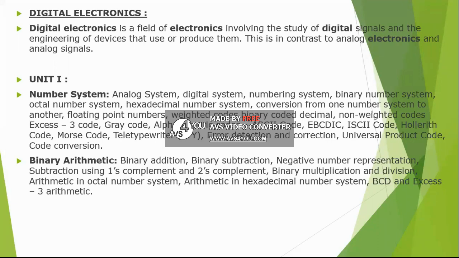ASCII stands for American Standard Code for Information Interchange. Then we have extended binary coded decimal code. Then we have other error detection and correction methods. It involves CRC encoding and all these things. Then we have universal product code and code conversion. So basically in unit 1 chapter 1 we'll be learning about number systems and their conversion with proper steps and proper guidance. Then we have binary arithmetic.